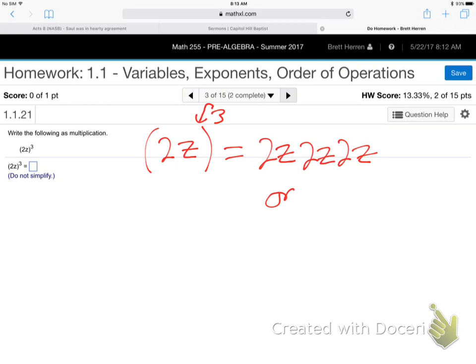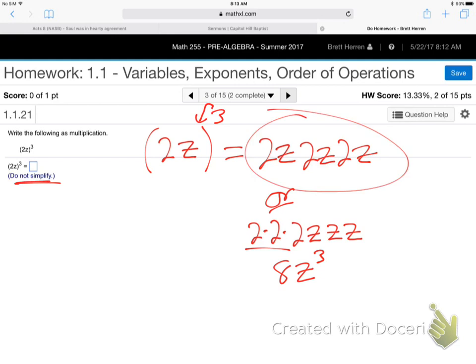Or, like on a test, it would be fine if you wanted to rearrange those and put all the 2's first and then the z's. And then that is 8z cubed, isn't it? But they said do not simplify. So on this particular problem, they don't want me to do all that. They want me just to leave it here. But I'm just letting you know, at different times on different problems, we might go all the way down to here. All three of these are different versions of the same thing, aren't they?